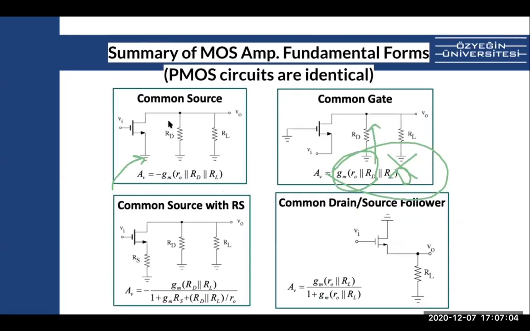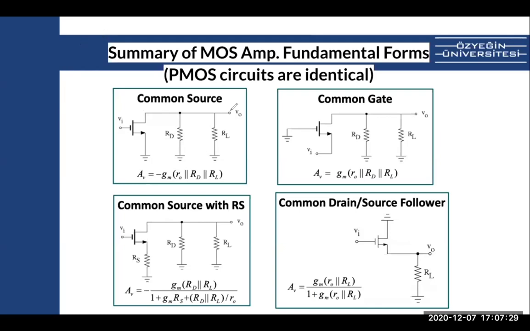So why is it important? Because you might need a circuit that doesn't want an input impedance of infinite, but maybe needs an input impedance of very small, like 1/GM, like 50 ohm. Then you would use that configuration.